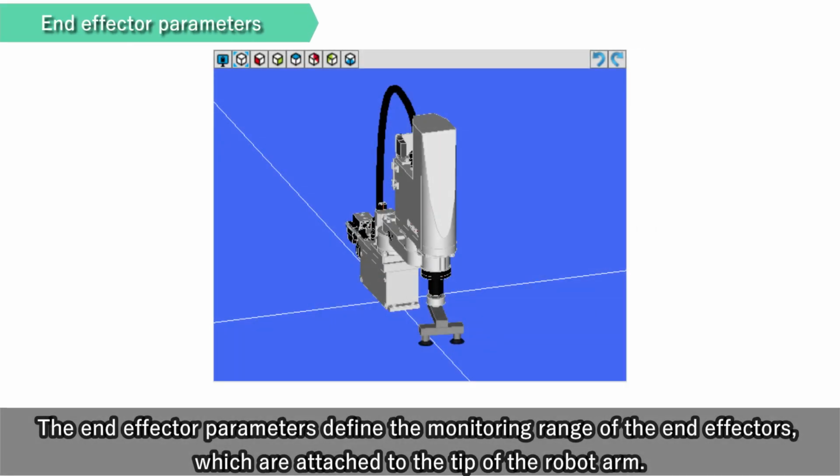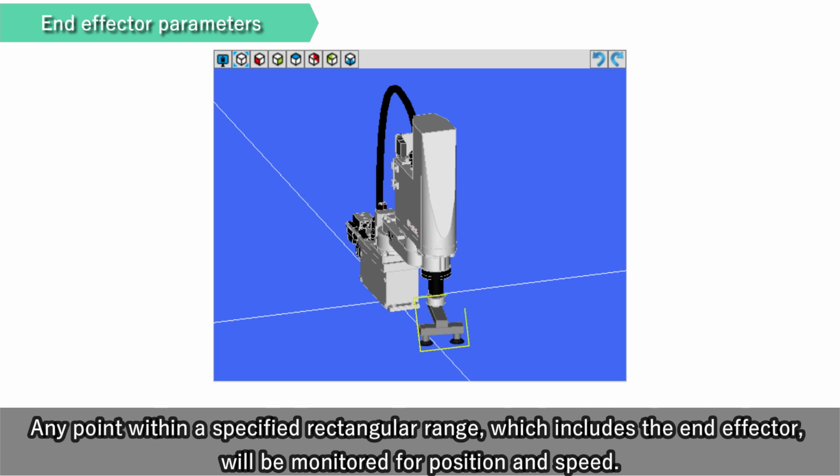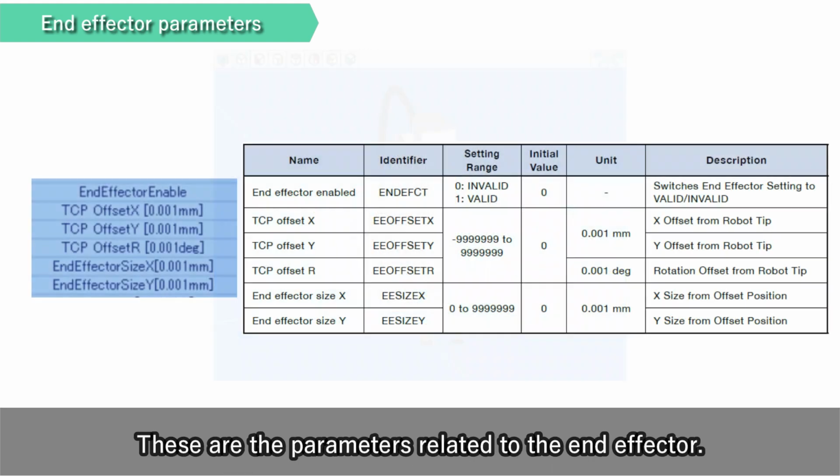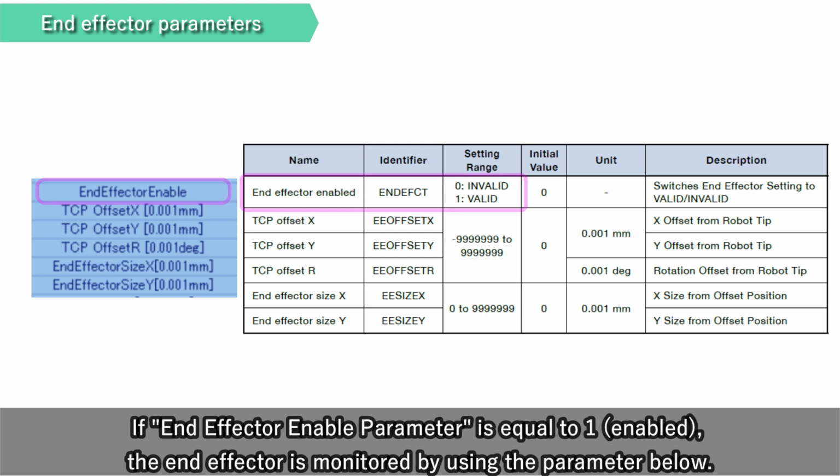The end effector parameters define the monitoring range of the end effectors, which are attached to the tip of the robot arm. Any point within a specified rectangular range, which includes the end effector, will be monitored for position and speed. These are the parameters related to the end effector. If the end effector enable parameter is equal to 1, enabled, the end effector is monitored by using the parameters below.